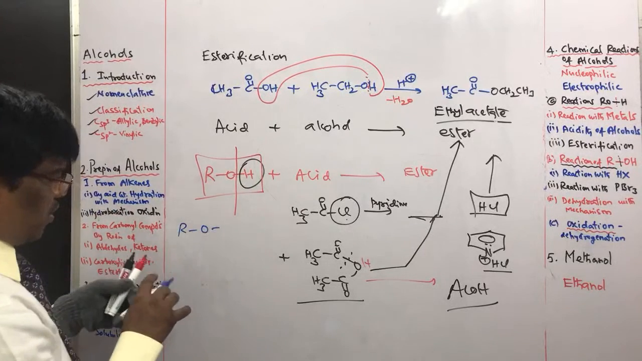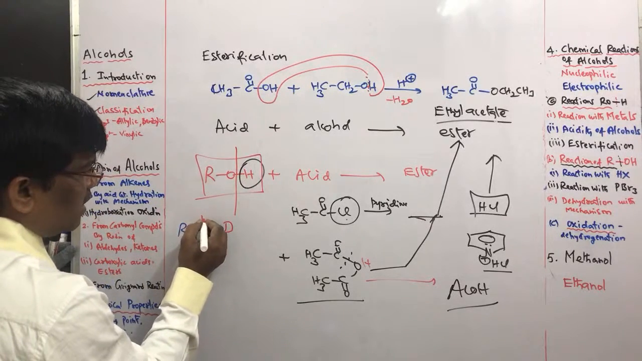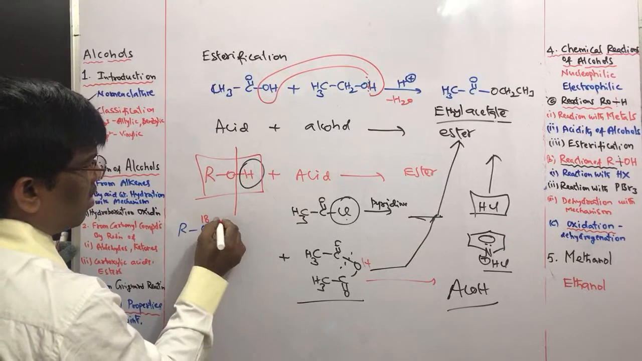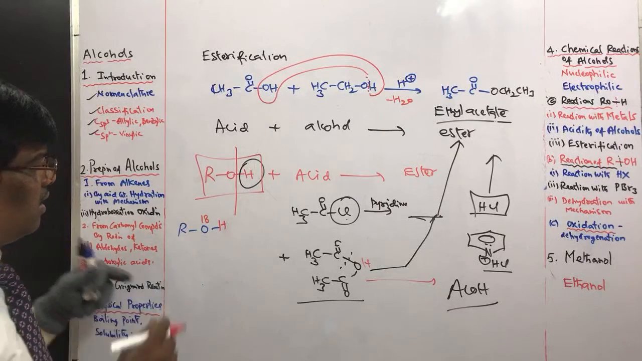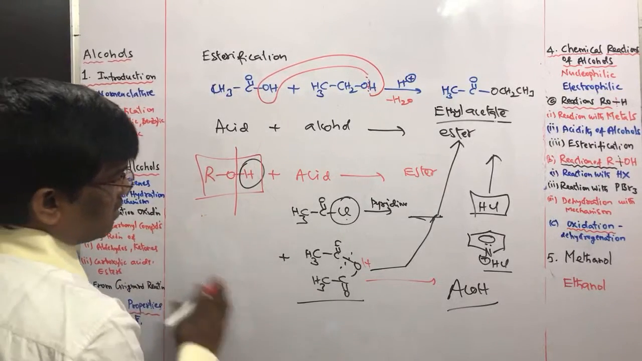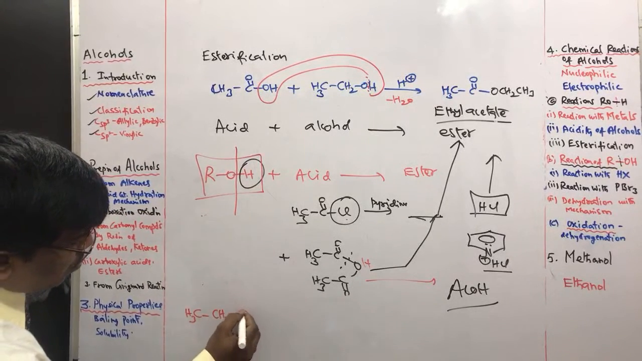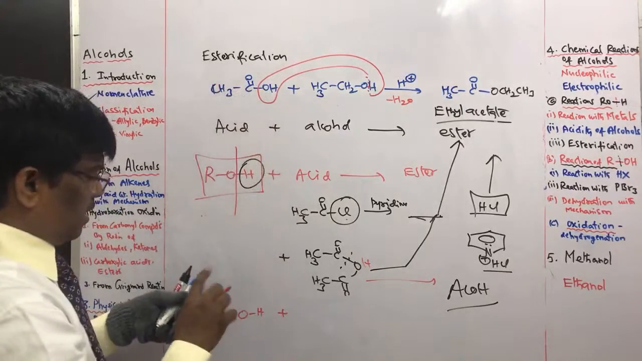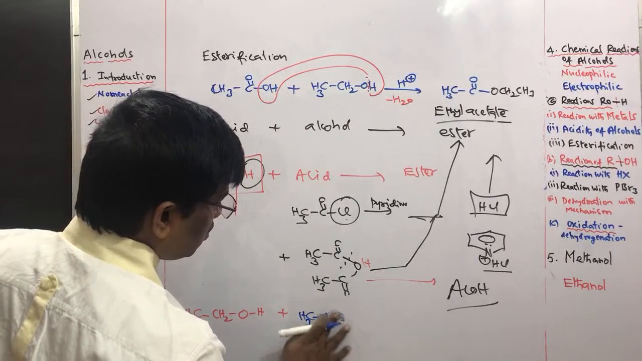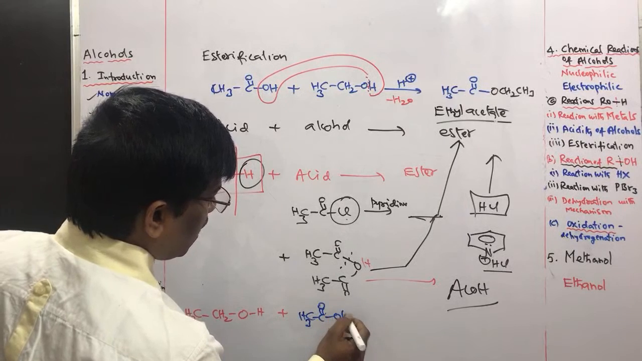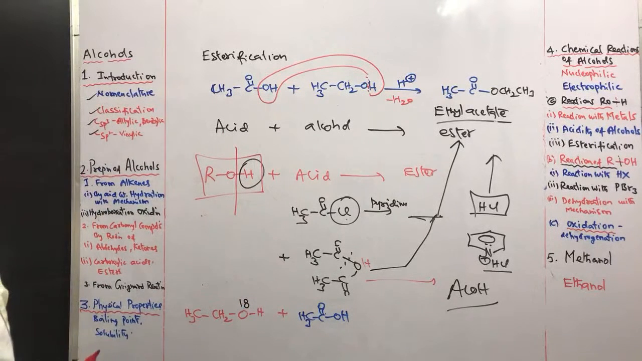R, O, if I use D here, or if this oxygen is 18, or it is isotopically labeled alcohol. Let us take one example and let me explain. CH3CH2OH plus the same CH3CH2COOH. Yes, if this oxygen is labeled with isotope, that is O18.